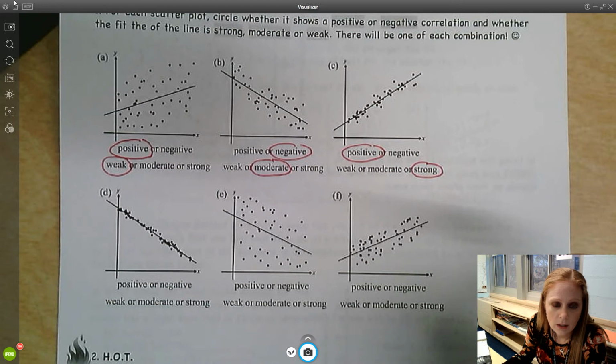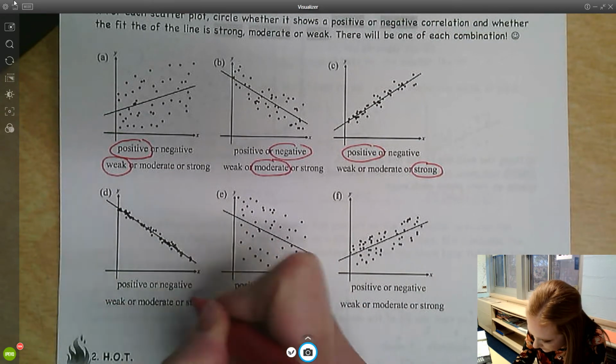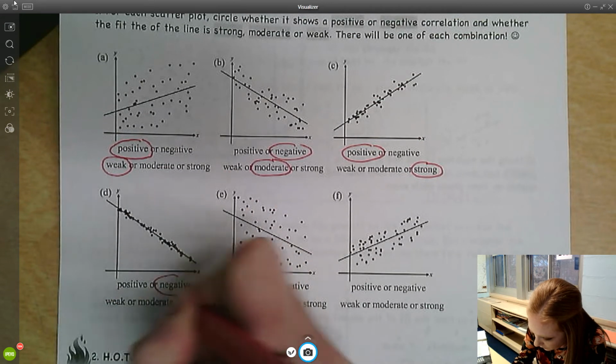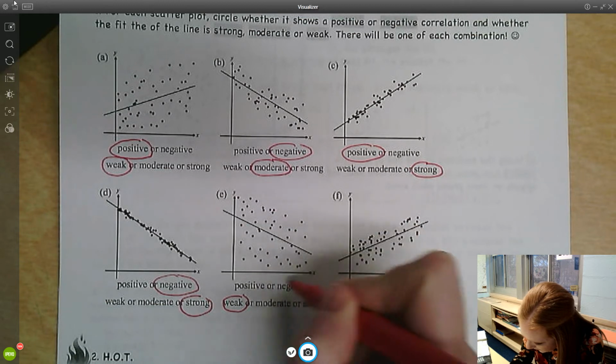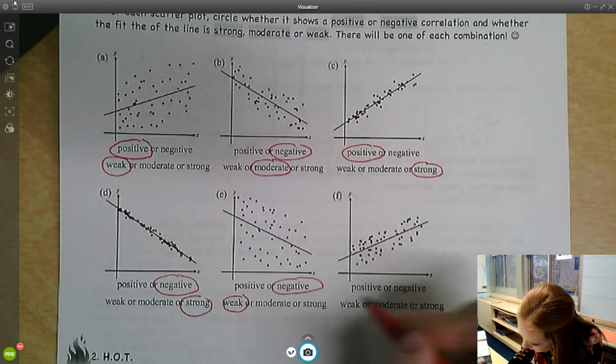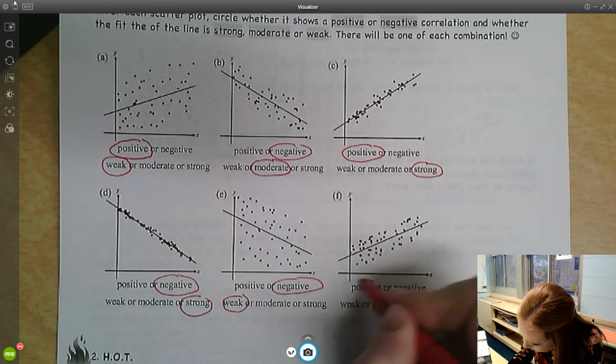Okay, now let's look here. We have another strong one in the first one, and that's negative. This is weak, and it's negative. And this one is moderate, and it is positive.